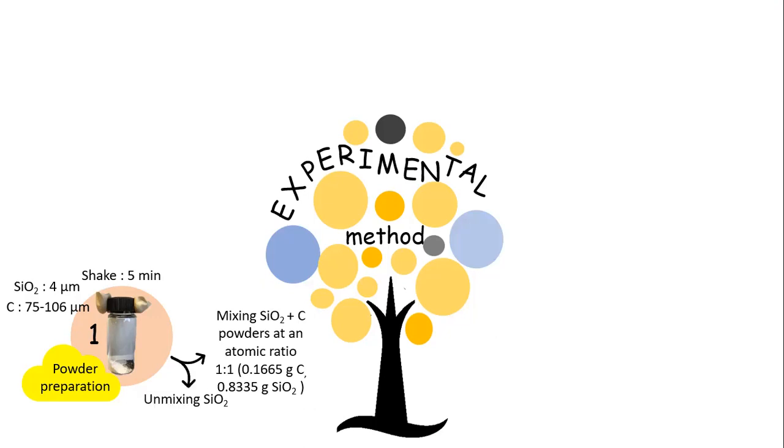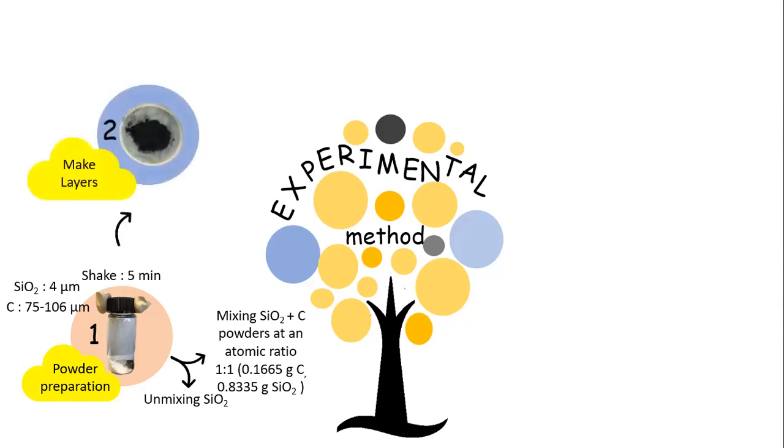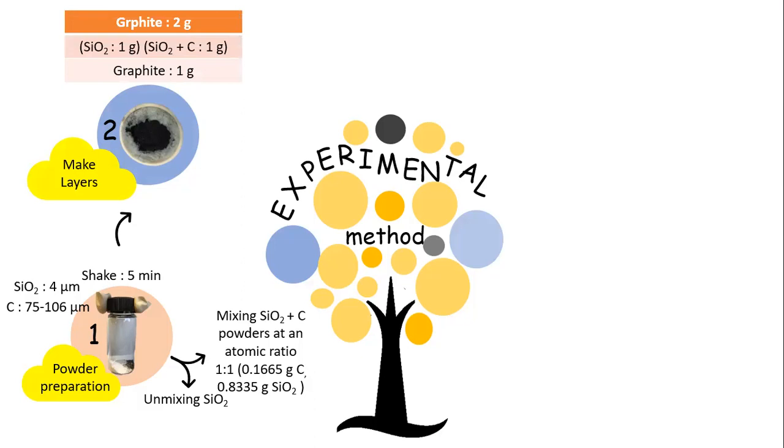And one sample is 1 gram of silicon oxide only, unmixed. Second, we fill it into an aluminum crucible. The crucible is surrounded by refractory material or refractory ceramic fibers, and we make a layer circuit sandwich. The bottom is 1 gram of graphite, the middle is 1 gram of mixing or unmixing of silicon oxide, and the top is 1 gram of graphite.